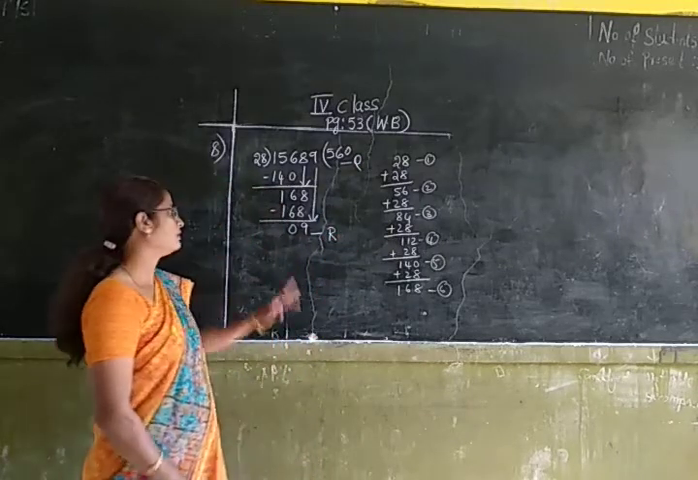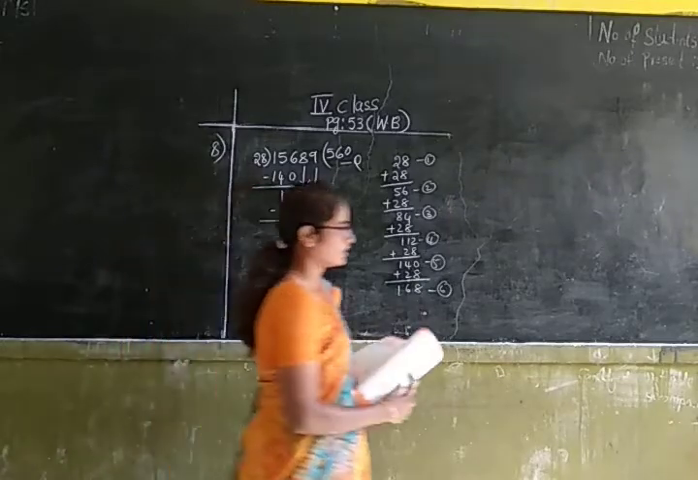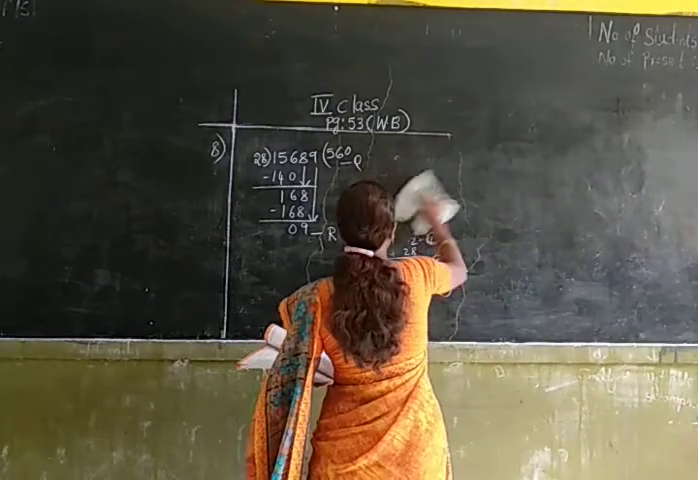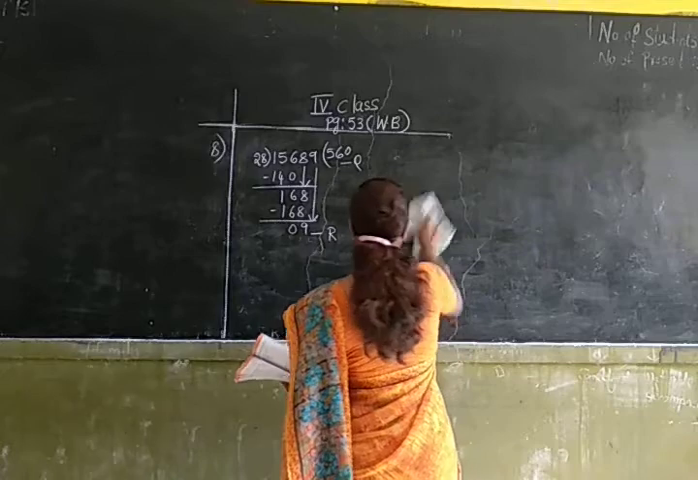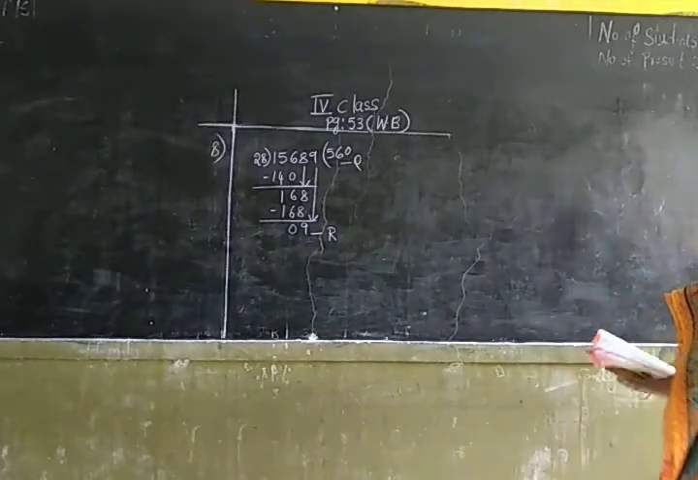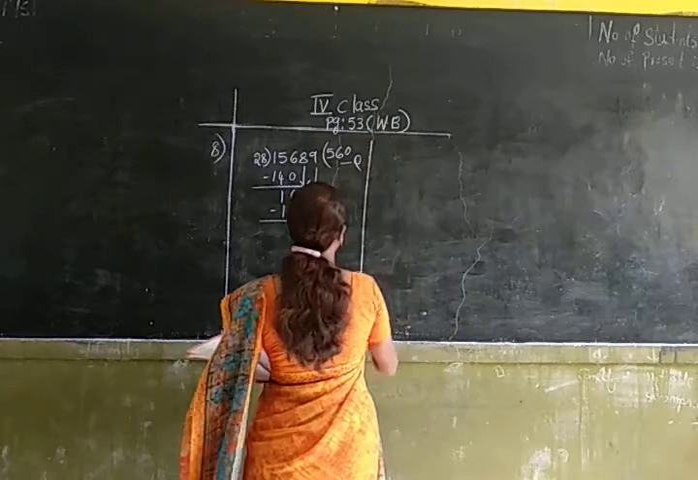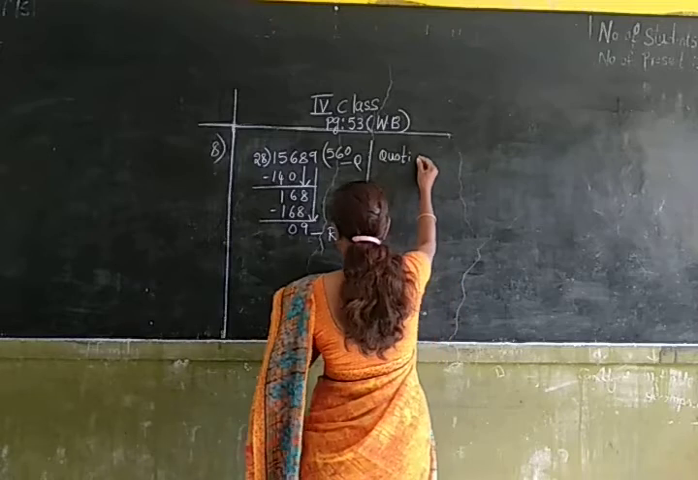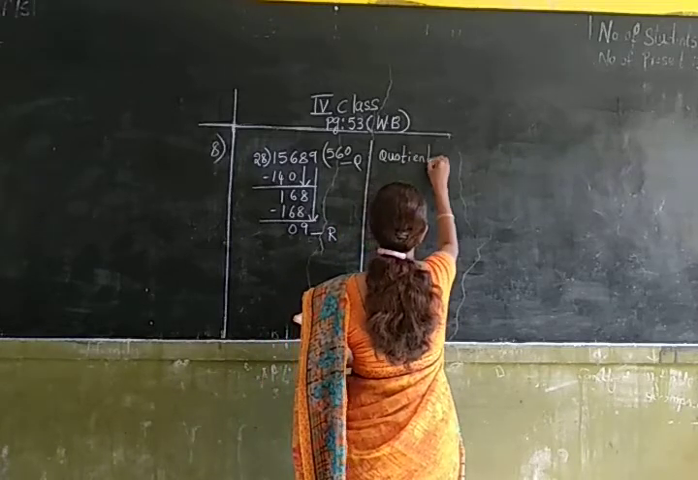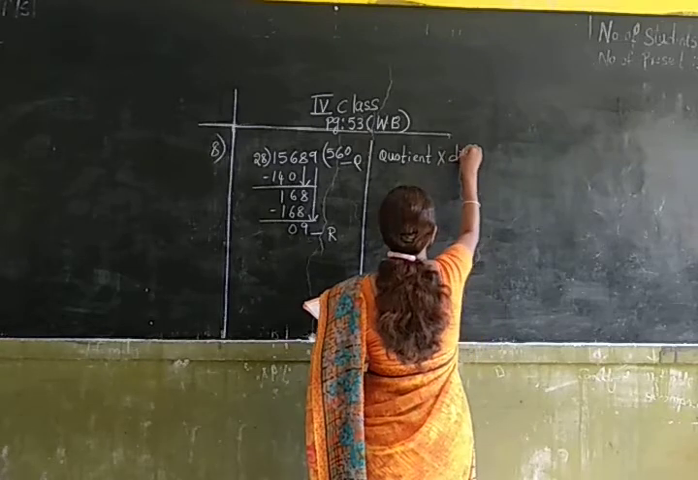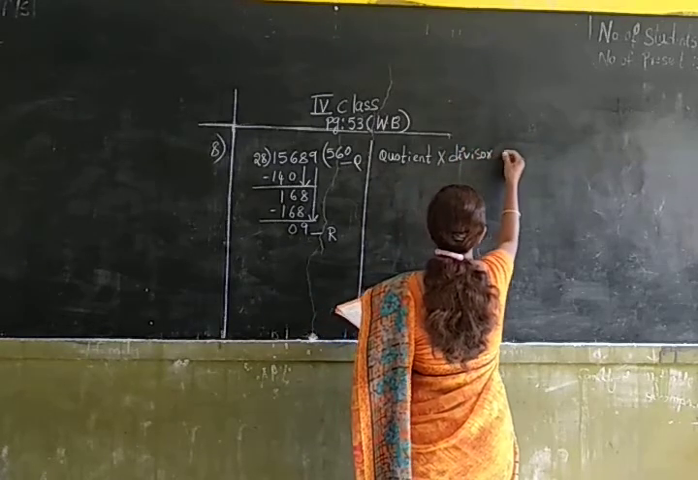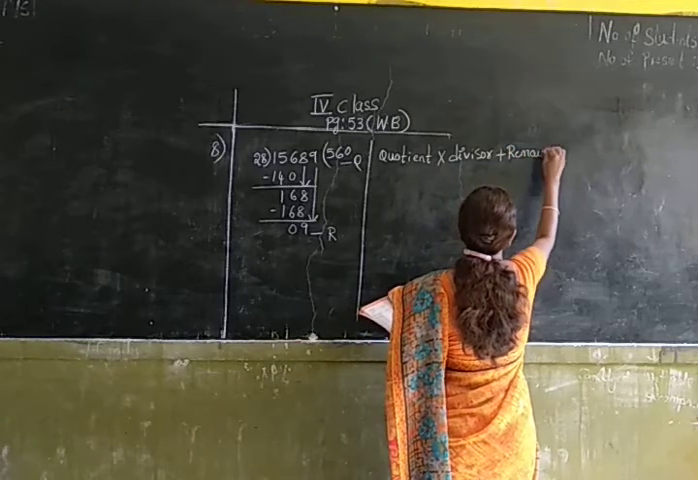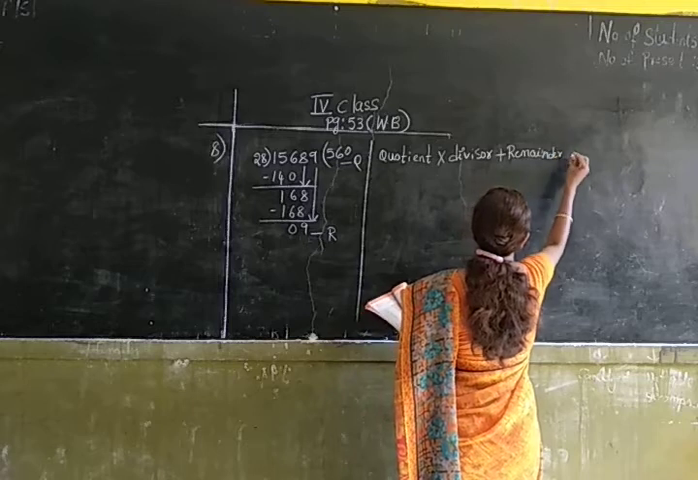Now, we have to check whether our division is correct or not. You all know the rule for checking the division. I have already told you the rule. What is that rule? Quotient into divisor plus remainder is equal to dividend.